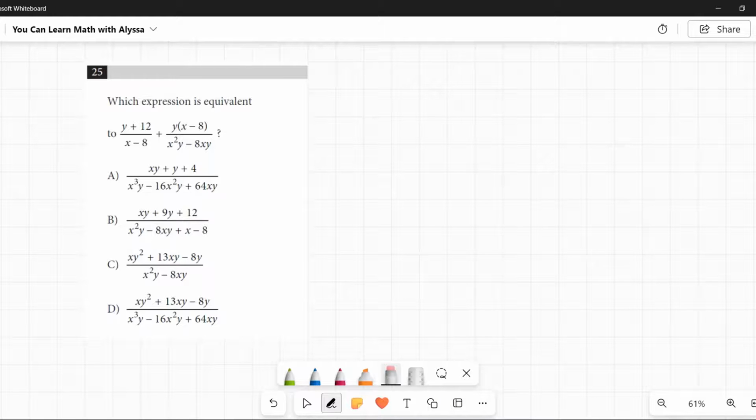All right, 25. Which expression is equivalent? y plus 12 over x minus 8 plus y times x minus 8 over x squared y minus 8xy.